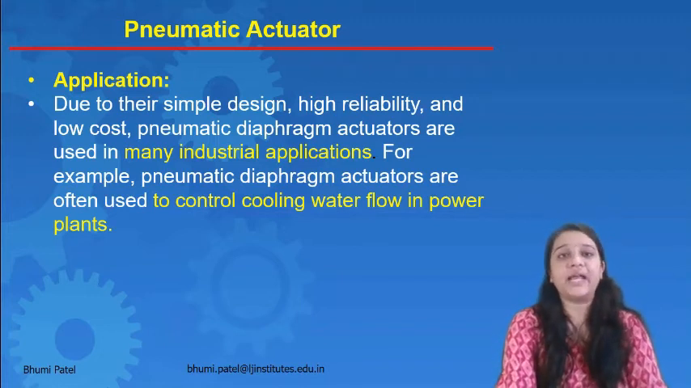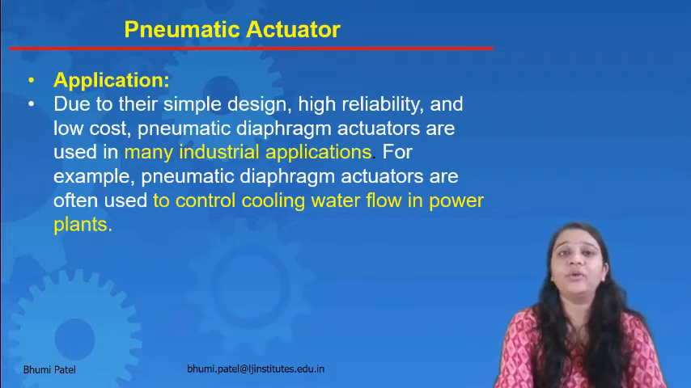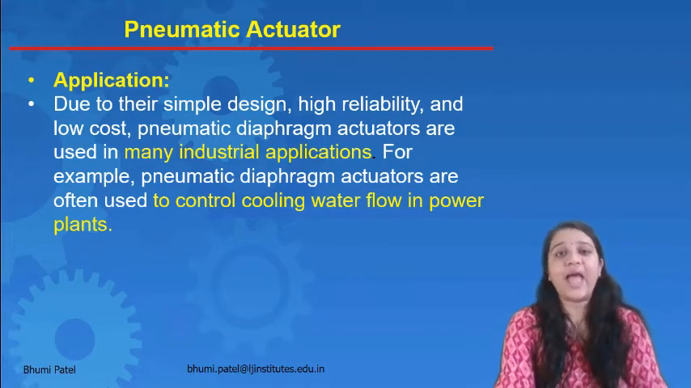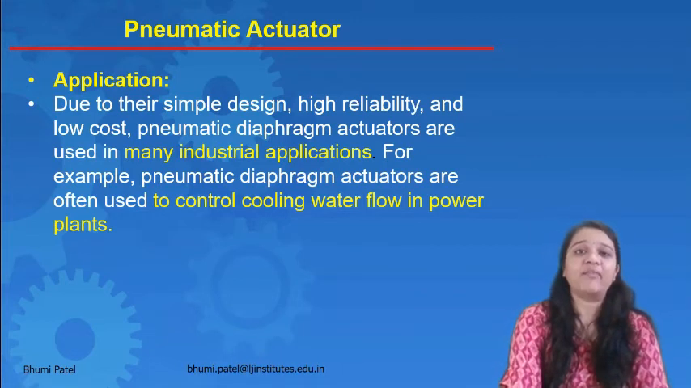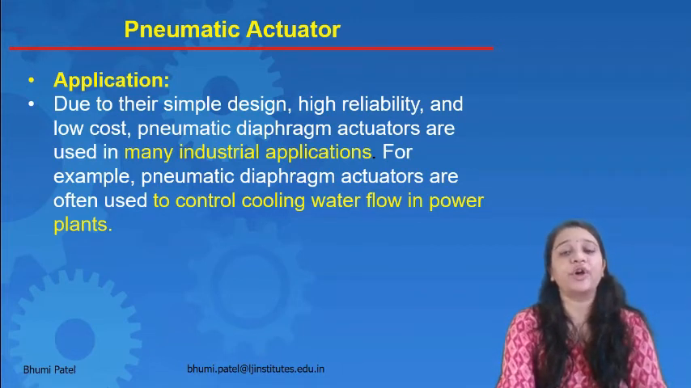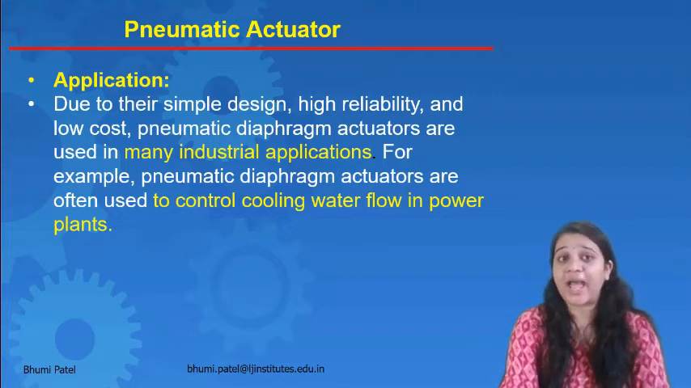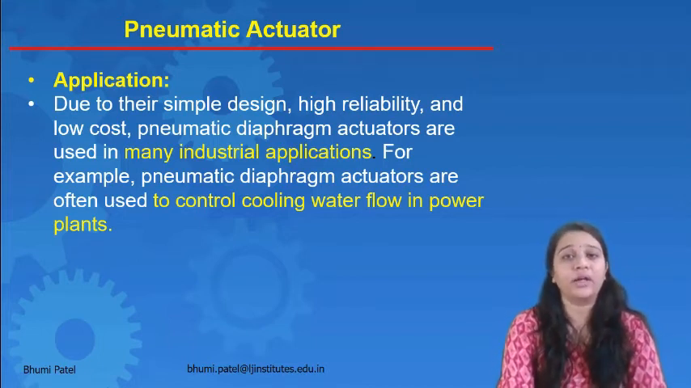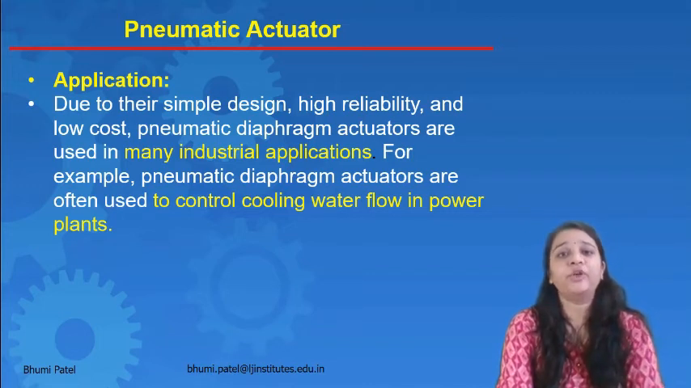Now here you can see that in the pneumatic actuator we can use a piston as well as a diaphragm. Depending upon the valve requirement, we can use different types of materials in the actuators. Diaphragms are generally made of rubber material. For example, if a pneumatic diaphragm actuator is used for the control of cooling water flow, we can use a diaphragm in this pneumatic actuator. And generally, pneumatic actuators are used in power plant applications.